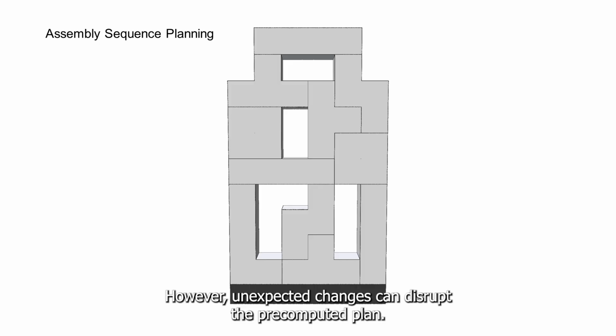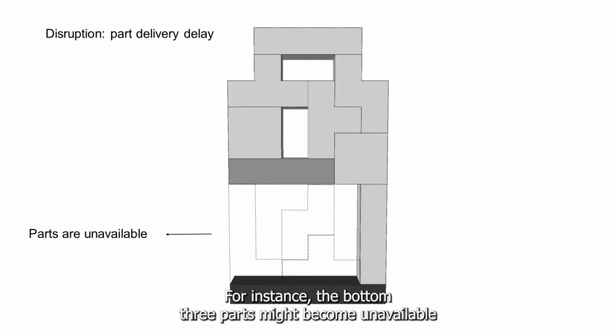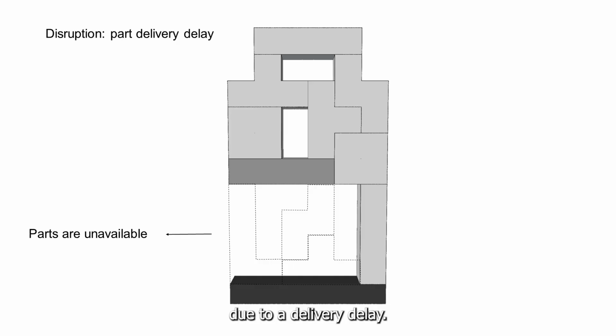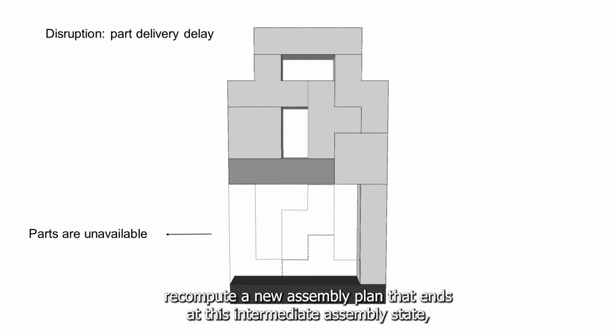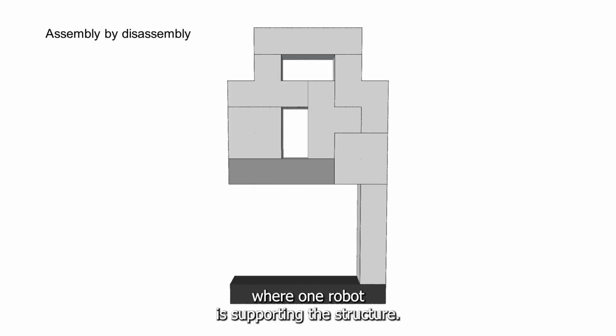However, unexpected changes can disrupt the pre-computed plan. For instance, the bottom three parts might become unavailable due to a delivery delay. In such a scenario, we must recompute a new assembly plan that ends at this intermediate assembly state, where one robot is supporting the structure.